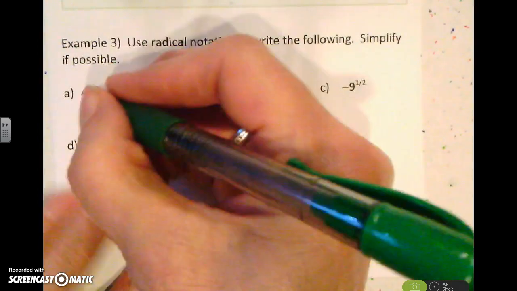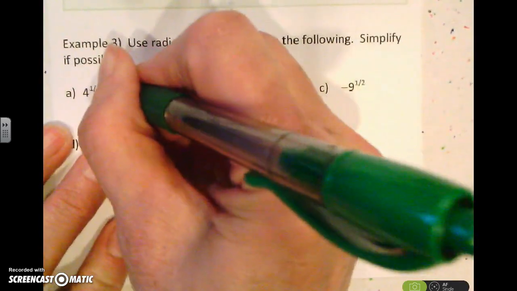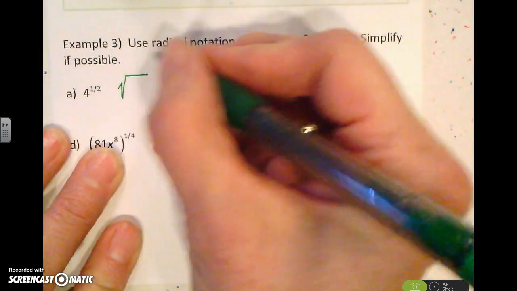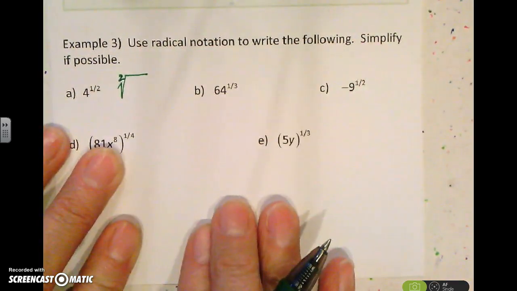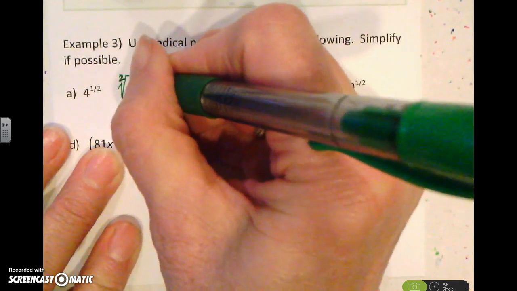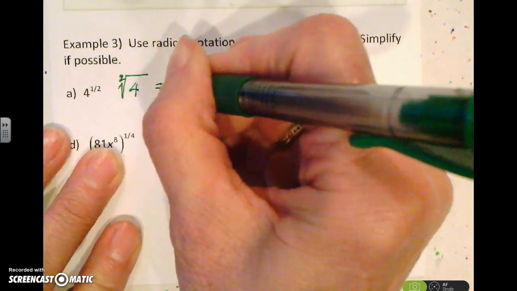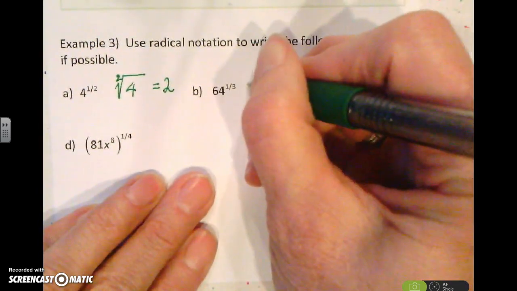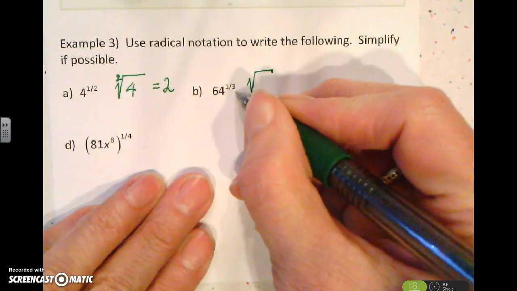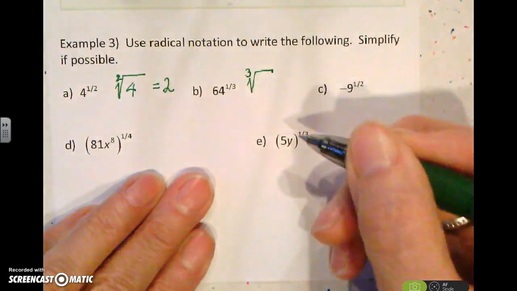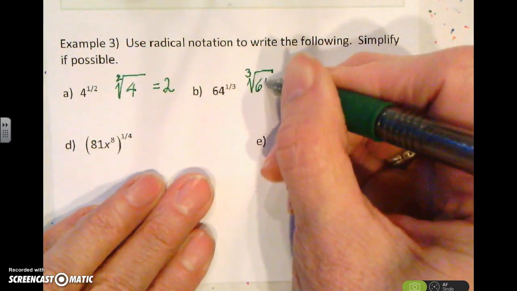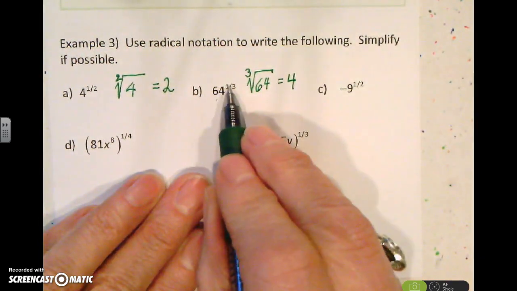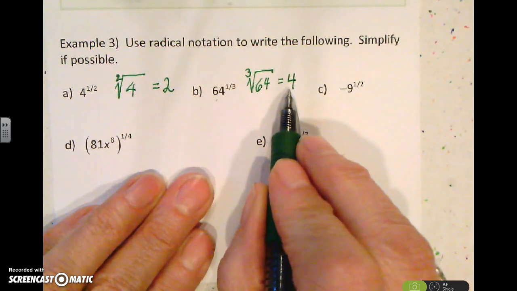Example 3, I have 4 to the 1/2 power. So it's going to become a radical. The denominator of my fraction is going to be my index, and that 4 is going to go inside. So this is the square root of 4, which simplifies to 2. So 64 to the 1/3. Again, I'm going to write it as a radical. The denominator is 3, so that's going to be my index, and the 64 goes inside. And the cube root of 64 is 4. So 64 to the 1/3 power simplifies to 4.